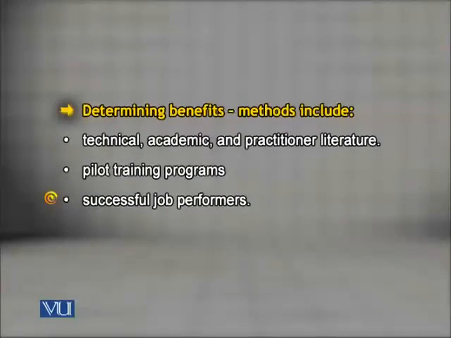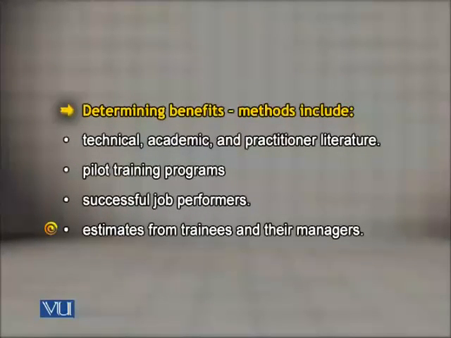Then you can look at the successful job performers: after receiving a particular training program, what behaviors are different between the successful and the unsuccessful job performers. The difference in behavior can give you a guideline on what to observe and what benefits to expect from a particular training program. And then you can get estimates from trainees and their managers. They calculate estimates of the benefits received from a particular training program, such as the number of minutes that were saved because of a particular training, or the number of units by which productivity was increased because of this training. So you can then convert that into some kind of number.